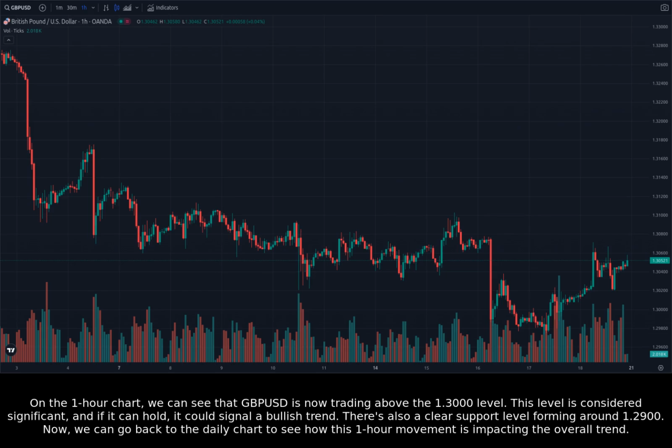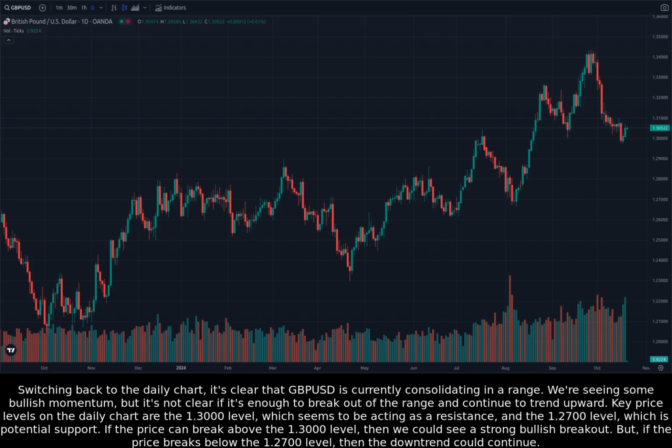Now, we can go back to the daily chart to see how this 1-hour movement is impacting the overall trend. Switching back to the daily chart, it's clear that GBPUSD is currently consolidating in a range. We're seeing some bullish momentum, but it's not clear if it's enough to break out of the range and continue to trend upward. Key price levels on the daily chart are the 1.3000 level, which seems to be acting as a resistance, and the 1.2700 level, which is potential support.